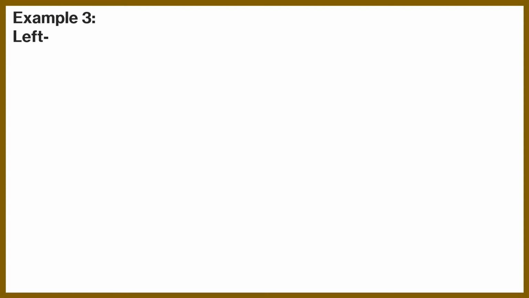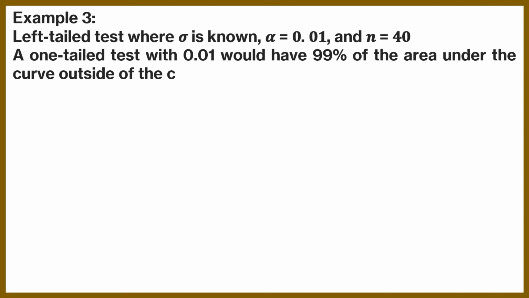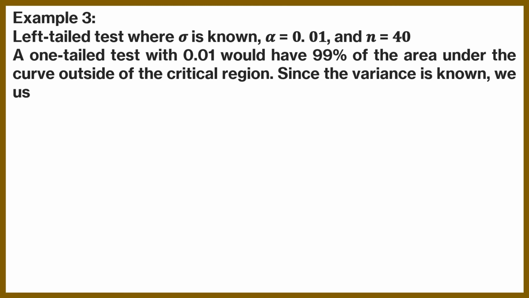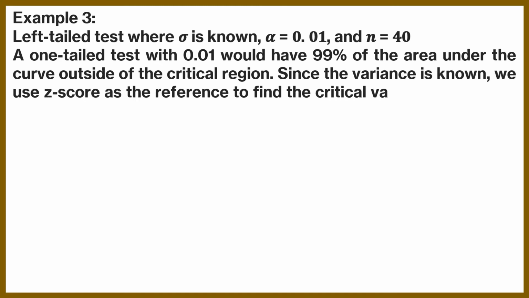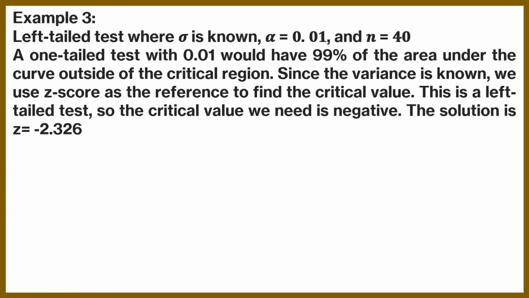Okay, example number 3. The left tail test where the variance is known and our level of significance is 0.01. So our sample size is 40. Using the left tail test, a one-tailed test with 0.01 would have 99% of the area under the curve outside of the critical value. So, yung 0.01 natin is significance level, yung 99% natin is the confidence level.